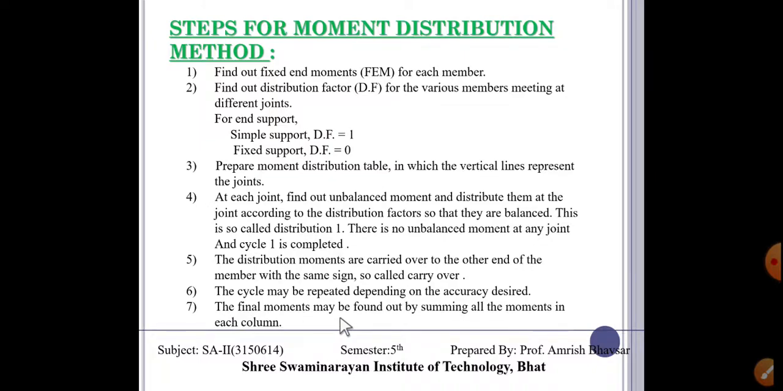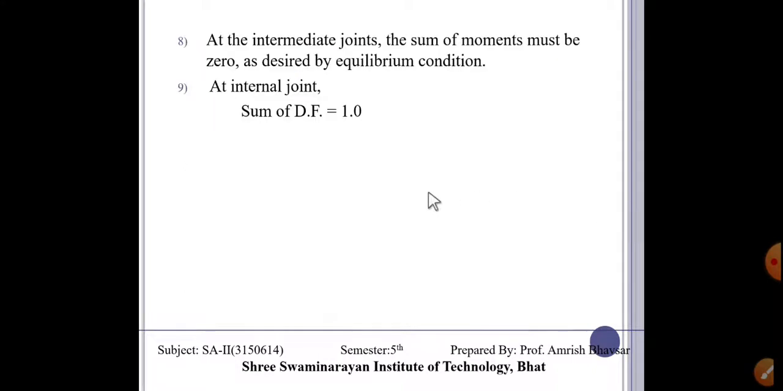The final moment may be found by summing all the moments in each column, meaning at each joint. At the intermediate joint, the sum of moments must be 0, as desired by the equilibrium condition.